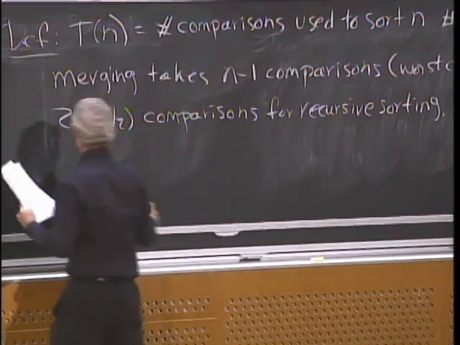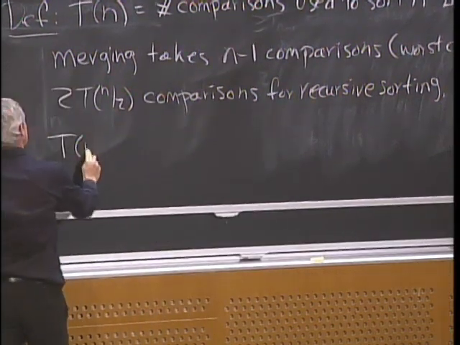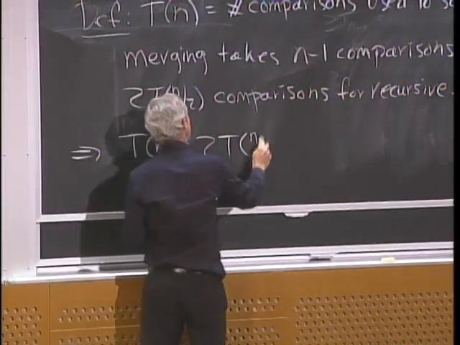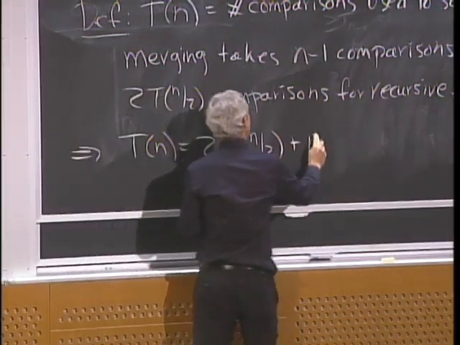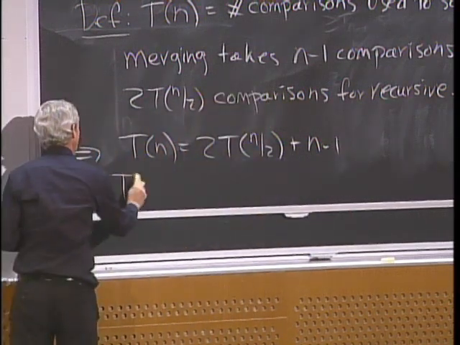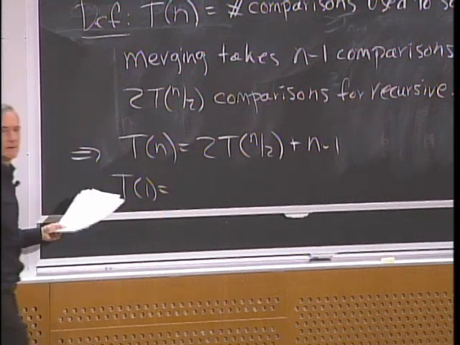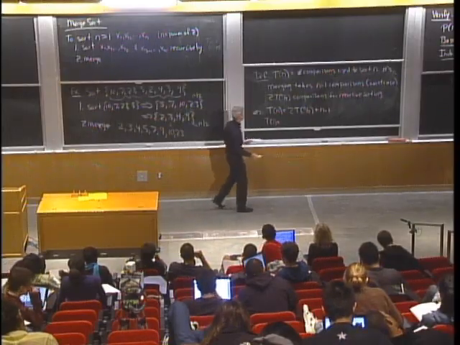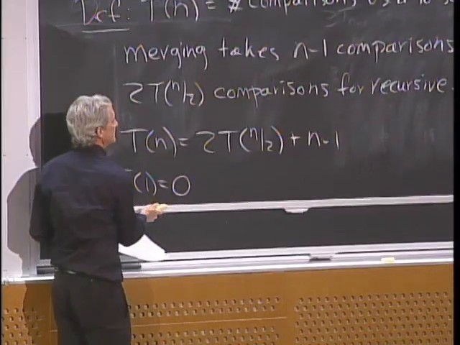All right, that means that T(n) = 2T(n/2) + n - 1. And we should say what T(1) is. What's the time to sort? 0. You don't do any comparisons if there's one item. So we'll set that as our base case.